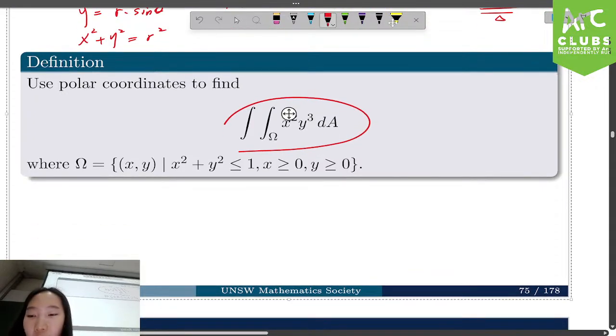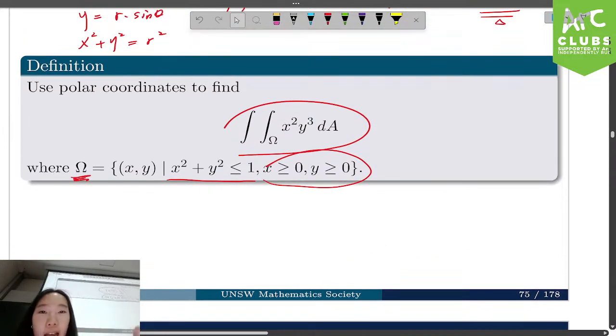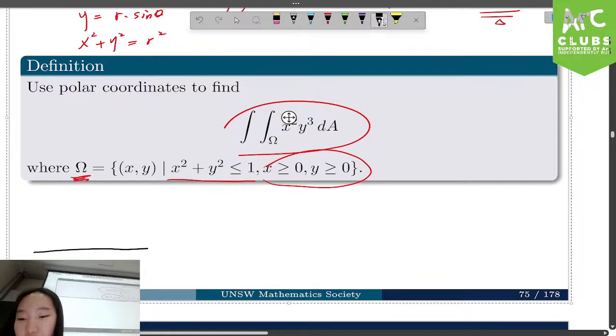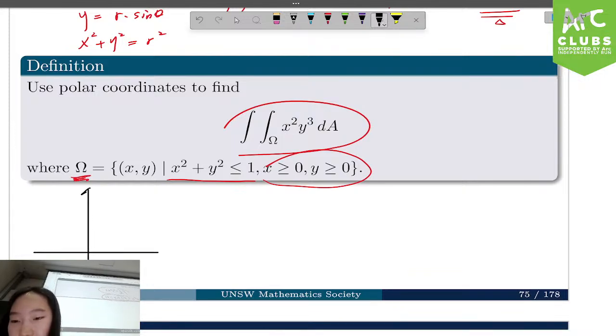And where our omega, our contour, is x squared plus y squared smaller than or equal to 1, and xy has to be greater than or equal to 0. First step, draw the diagram. Okay, it's very easy to draw in this case because our contour here is just a circle, right? With a radius 1. And since x and y have to be greater than 0, it's the part over here.